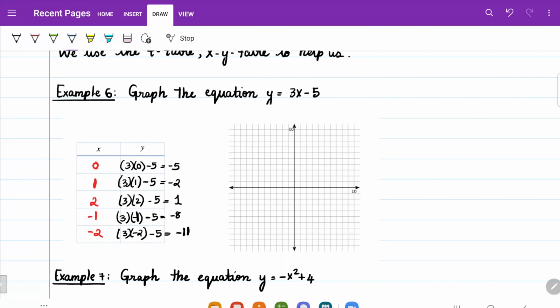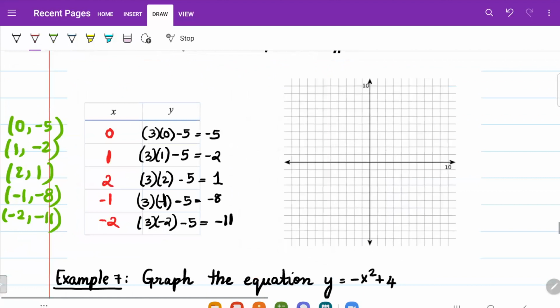So if you see here, we basically found 5 different coordinates. The first coordinate here is 0 comma minus 5. And then we have 1 comma minus 2. We have 2 comma 1. We have minus 1 comma minus 8. And we have minus 2 comma minus 11. Okay, let us now plot these points here on the graph.